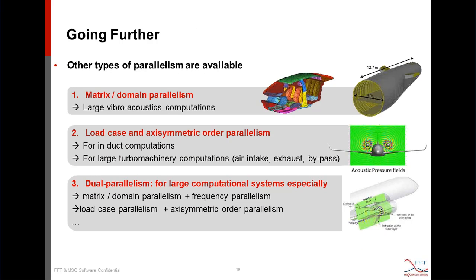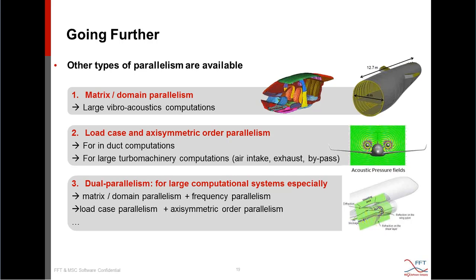For going further, I can talk about other parallelism capabilities available in Actran. First, for large vibro-acoustic computations, a matrix or a domain parallelism can be used by running Actran simulations, for example, on 30 different nodes that have their own RAM memory. Then, for in-duct propagation, and more particularly for turbomachinery noise, namely the computation of the noise that goes out of an air intake, an exhaust, or a bypass, duct modes can be heavily involved in the source modeling. In that case, the load case parallelism and the axisymmetric order parallelism can be very helpful for reducing the time necessary for carrying out the simulation.